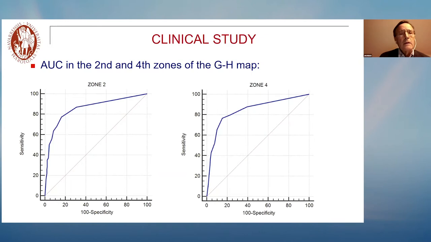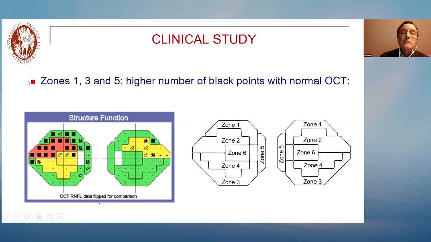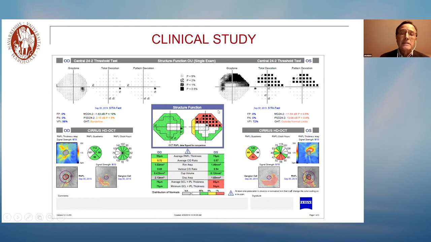On the other hand, the worst agreement was in zone 2, zone 3 and zone 5. That's one characteristic: the extension of the visual field damage is higher than the damage in the OCT. For example, in this case, you can see black points in zone 1, but the green color indicates a normal OCT. The agreement in this case is almost perfect because the extension is very similar, but it's not so frequent.